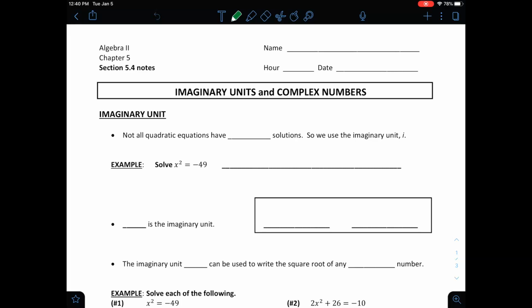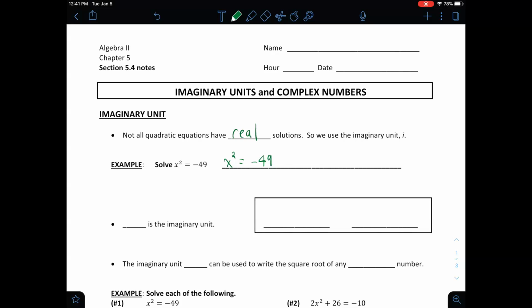All right. So an imaginary unit says not all quadratic equations have real solutions, so we use the imaginary unit i. The example says, solve x squared equals negative 49. Well, let's go ahead and solve that. So we have x squared equals negative 49.